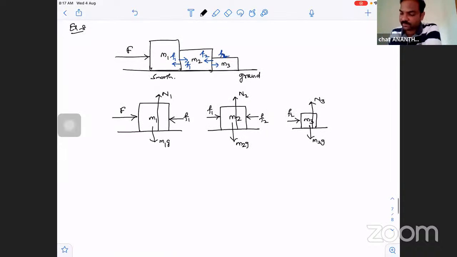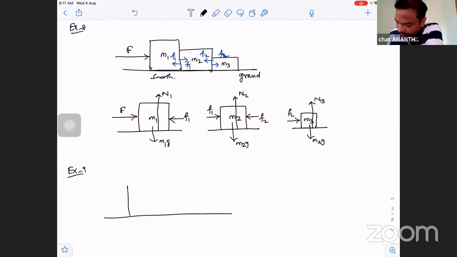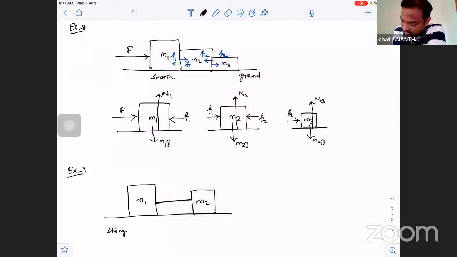In a similar way, I'm going to give one more example related to strings. There is a block of mass M1, now connected by a string. An inextensible string means the length of the string does not change on application of force. So usually strings are massless and inextensible. What strings are we taking? The string is massless and inextensible, meaning the length of the string does not change on application of force.